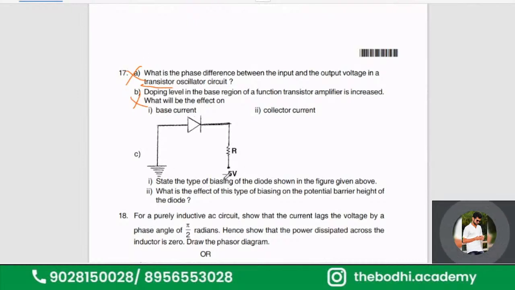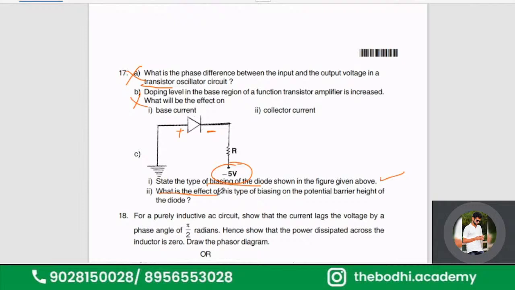State the type of biasing of the diode shown in the figure above. Here, in the figure, what kind of biasing is it? So we have this positive, this negative. The negative is connected to negative 5 volts, and positive is connected to maybe a cell or ground. It's a cell, I guess. So it is going to be a forward bias, because the negative is connected to the negative terminal and the positive is connected to the positive terminal.